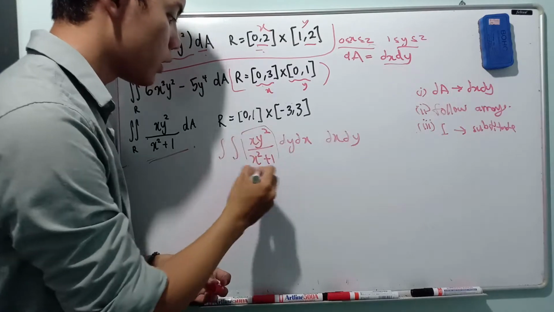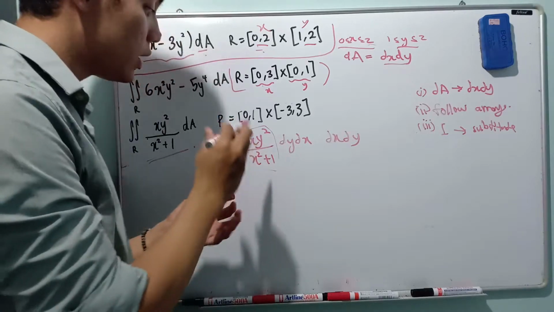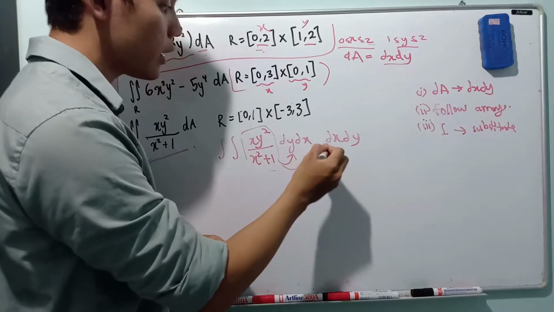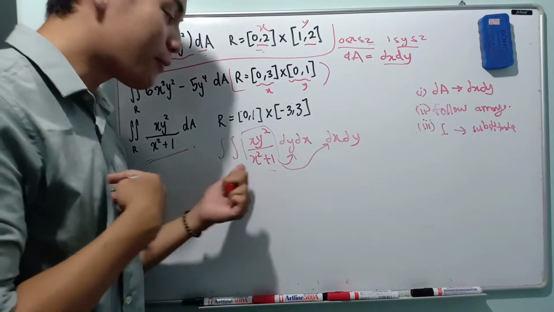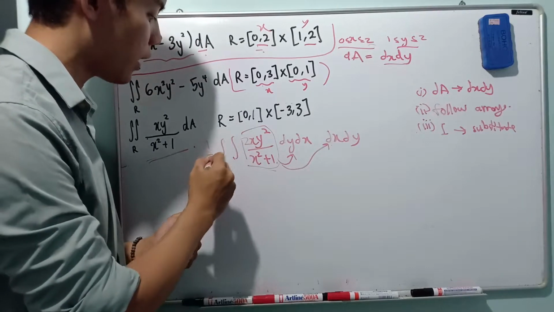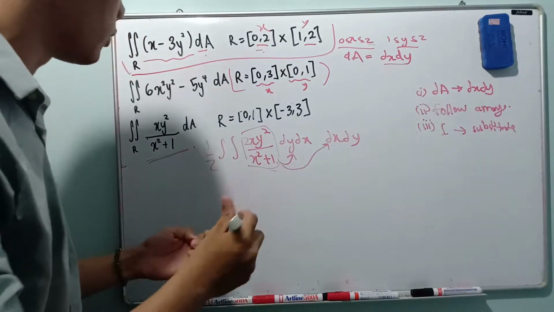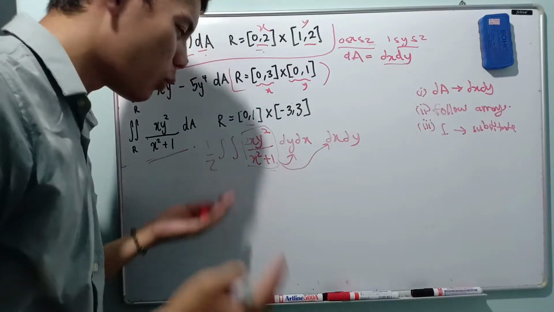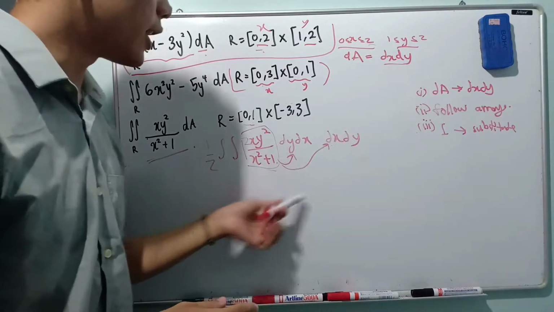You need to see the question first. You need to determine whether this question is better to integrate with respect to y first, or better to integrate with respect to x. For me, it's better to integrate with respect to x first. Why? When I integrate 2x over x squared plus 1, I'm going to get something like ln. It's easier for me to substitute into ln, since here is 0, and here is 1, I might get ln 1. So I think it's easier for me to integrate with respect to x first.